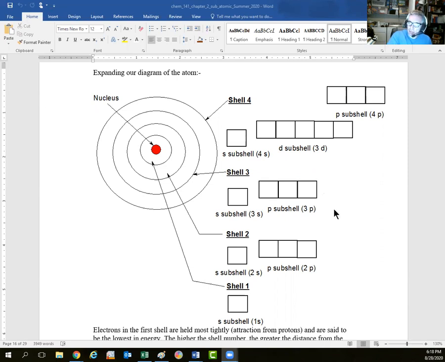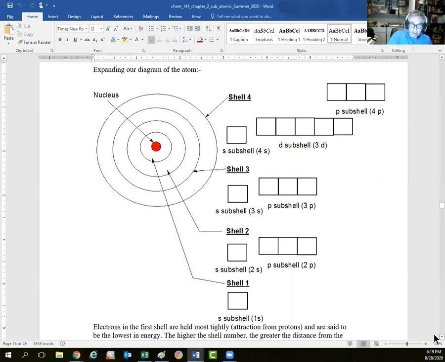This makes things a little bit more complicated, certainly in terms of remembering the order of the subshells. Say that 5 times fast. But there's actually a neat little trick we can use to remember the order of the subshells that we'll talk about.